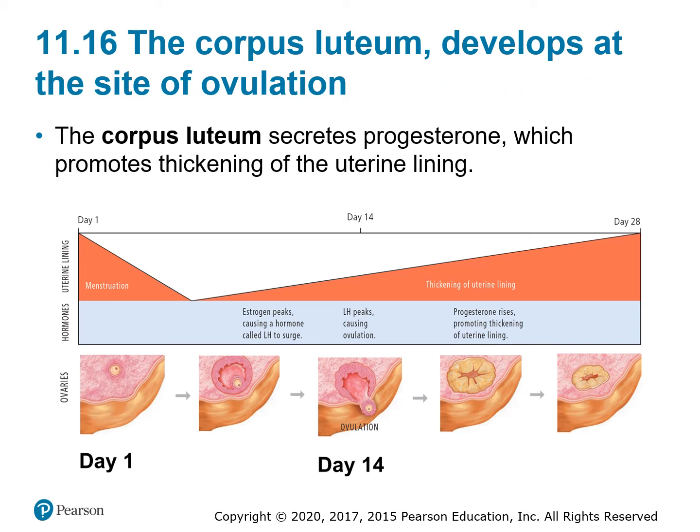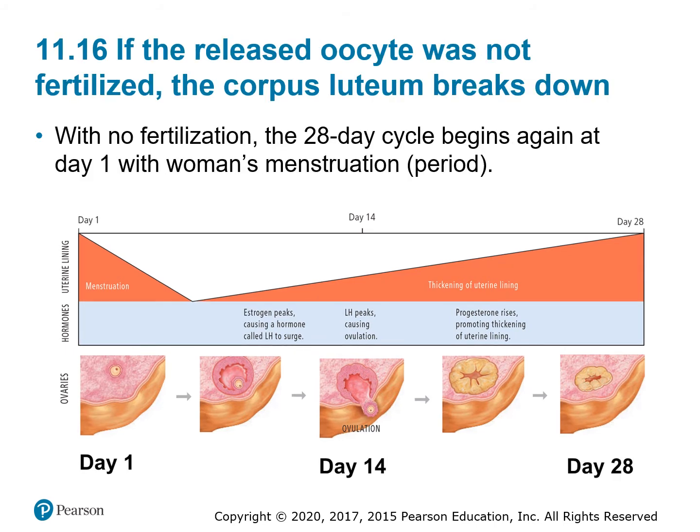After ovulation, the corpus luteum develops at the site of the ovulation. It secretes progesterone, which promotes thickening of the uterine lining. And then by day 28, the cycle has been completed. If the egg is not fertilized, then menstruation will occur. If the egg is fertilized, then it's going to implant in the uterus, and the placenta will develop.